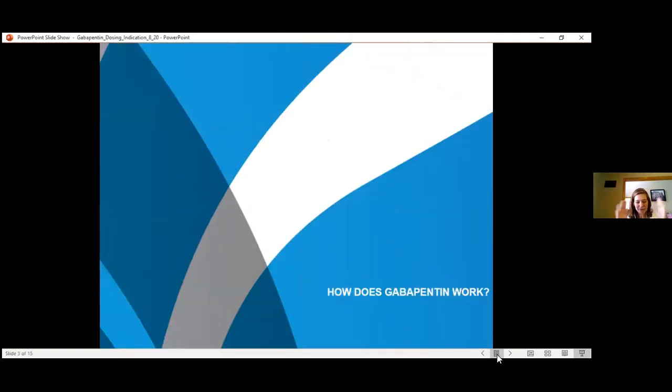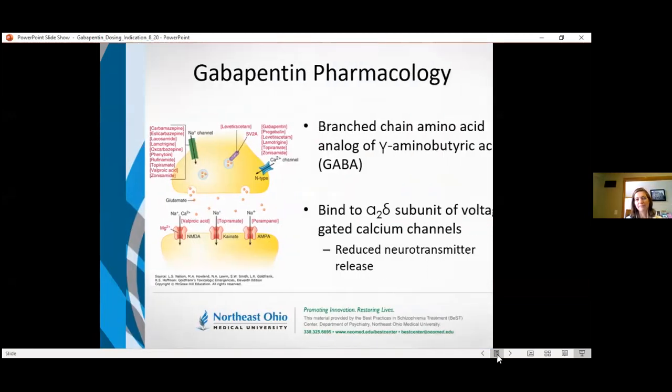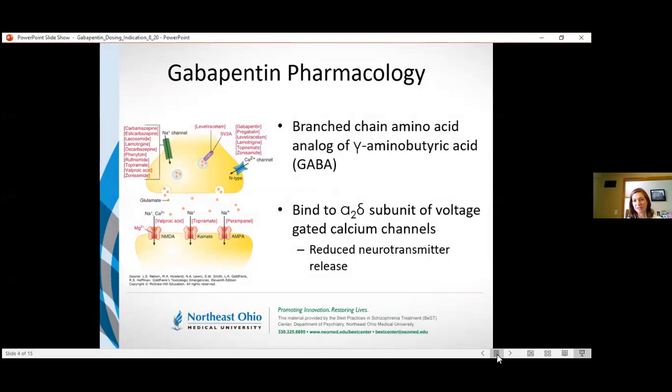I thought it was helpful, in trying to frame how best to set this up, to look at how gabapentin works. Gabapentin is actually a branched chain amino acid. Amino acids are what proteins are made up of. And it's an analog of GABA, one of our main inhibitory neurotransmitters. What's unique is that even though it's an analog of GABA, it doesn't work on the GABA receptors. It actually works on one of the subunits of our calcium channels. It binds to the alpha-2 delta subunit.